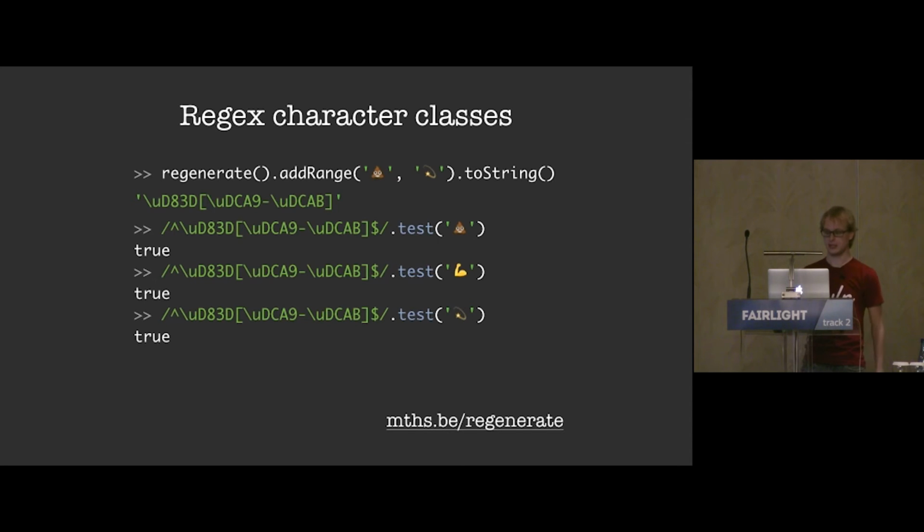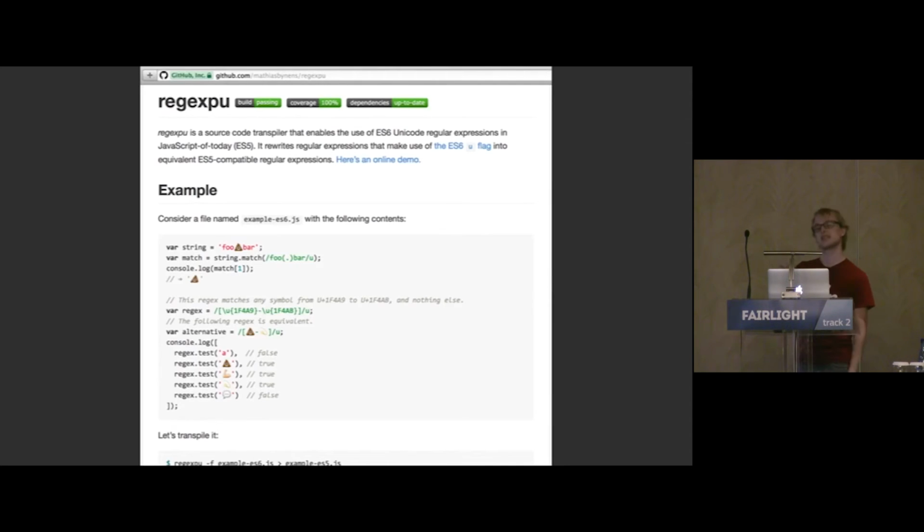So I wrote a library called Regexpu. The U stands for Unicode, it's not poo, of course. That does just that. So it's a transpiler, basically. It allows you to write your code in ES6 using the U flag for regular expressions. It will go through your code, look for any regular expressions that use a U flag, and then rewrite them using ES5 semantics. So it will still work exactly the same way, but it will work in existing environments.